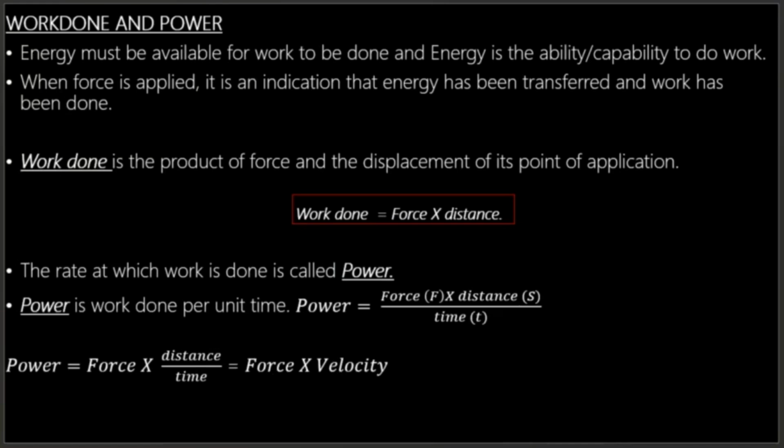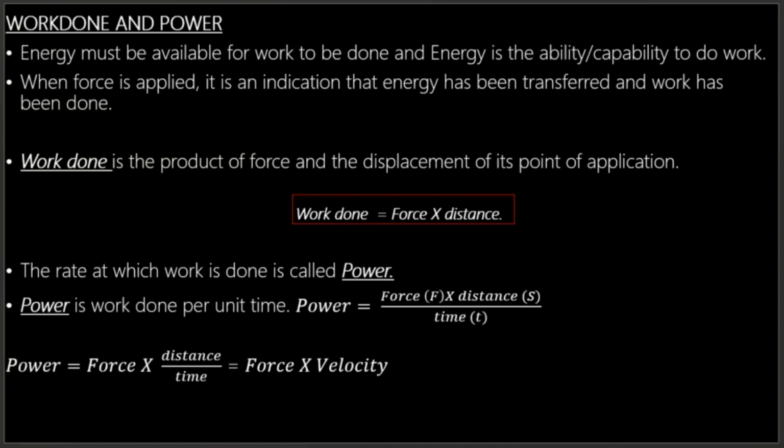The formula for calculating work done and power is still the same. It says energy must be available for work to be done, and energy is the ability or capacity to do work. We all know that. When force is applied, it's an indication that energy has been transferred and work has been done. So work done is still the same formula in physics, which is force multiplied by the distance or displacement of the point of application of the force.